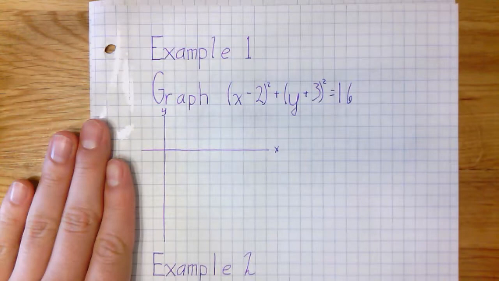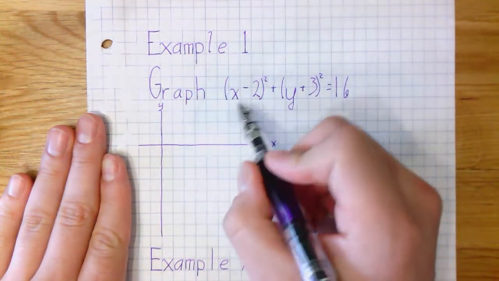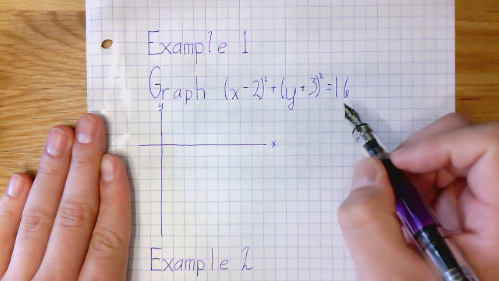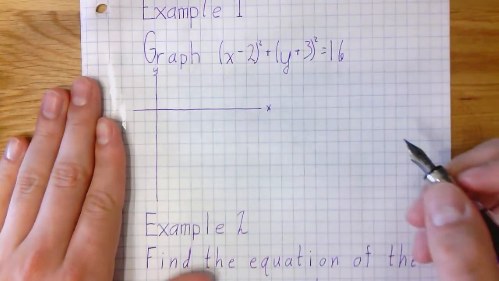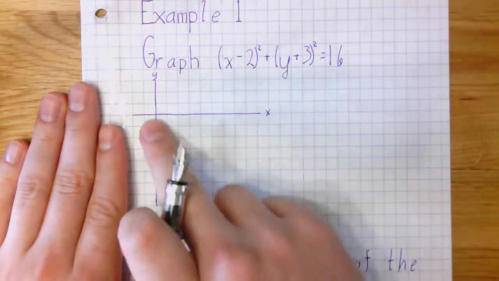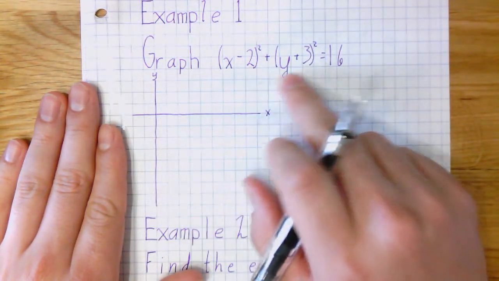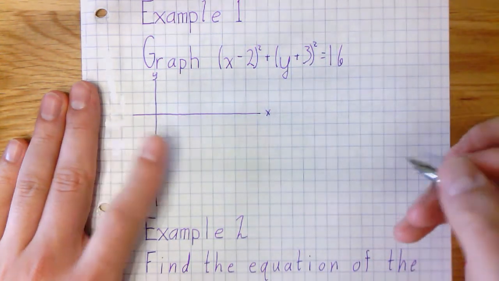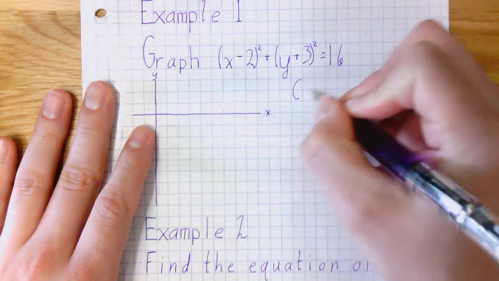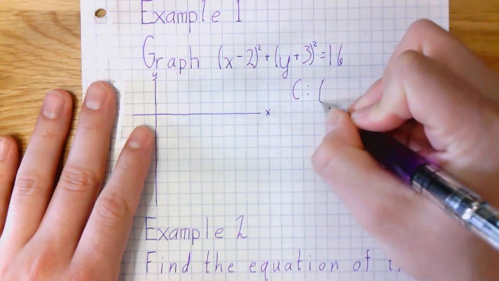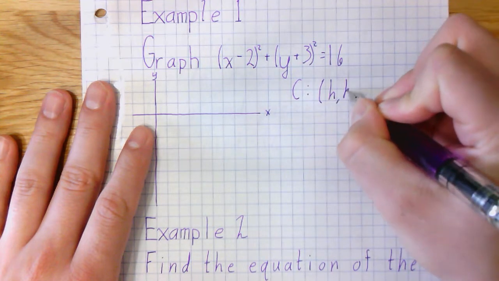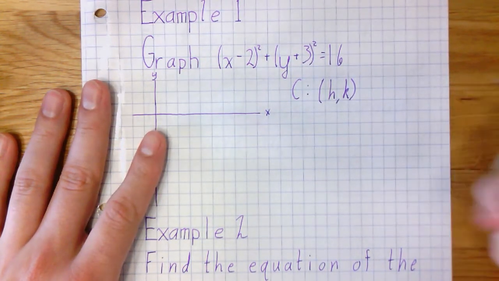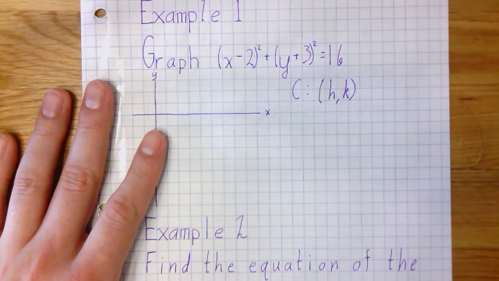All right, so our first example, they're asking us to graph x minus 2 squared plus y plus 3 squared equals 16. All right, so typically your circle is going to be centered here at the origin, but because we have the minus 2 and the plus 3, it's going to shift. So the first thing we want to do is find the center of our circle. So the center of your circle is going to be at the ordered pair h, k. So we need to figure out what are h and k, and then we should probably figure out what's r as well, just to have it, because we're going to need it.